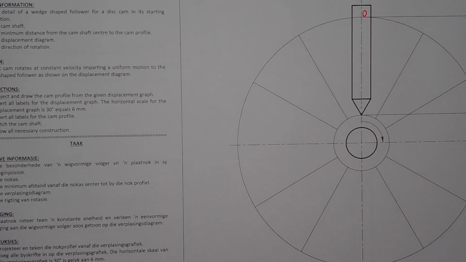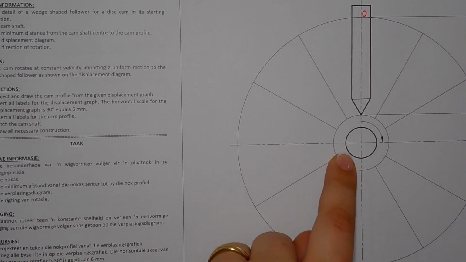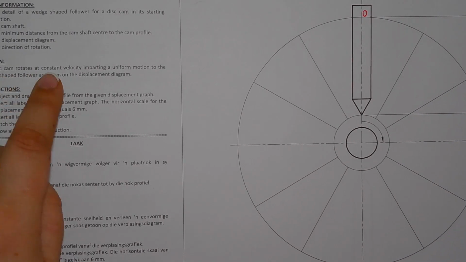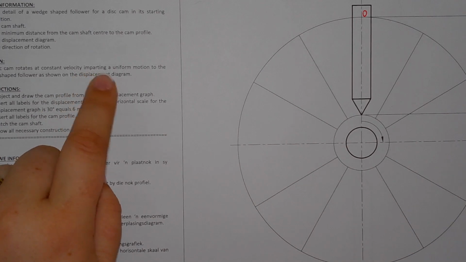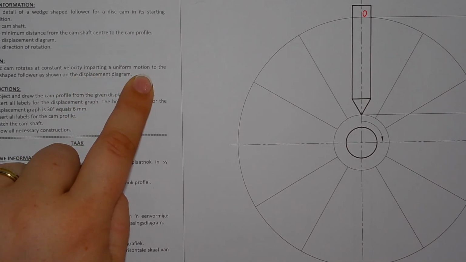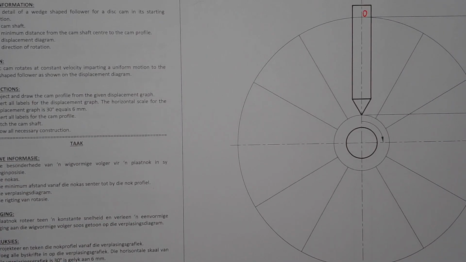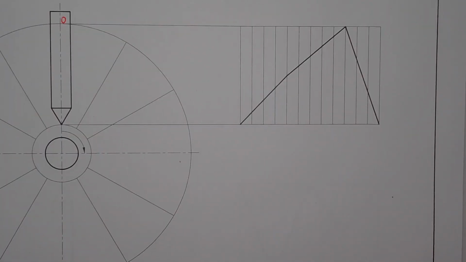Now, the one trick that we have to this drawing is that if it goes clockwise, you number anti-clockwise. If the arrow points anti-clockwise, you number clockwise. That's the only trick to this question. But it will always be like that. Then motion. The disc cam rotates at a constant velocity, imparting a uniform motion to the wedge-shaped follower as shown on the displacement diagram. So it's big words to say it moves like this.